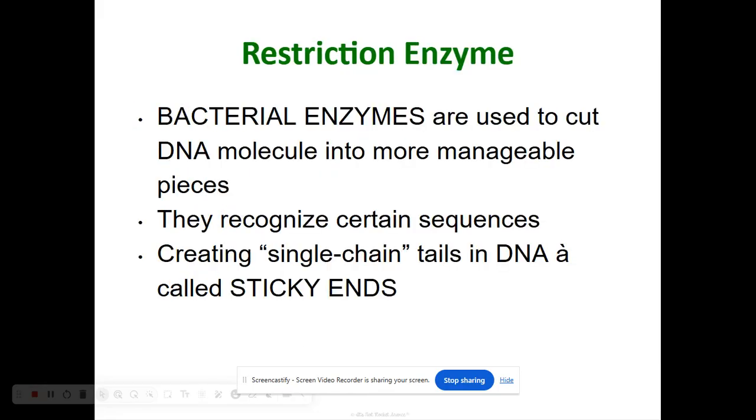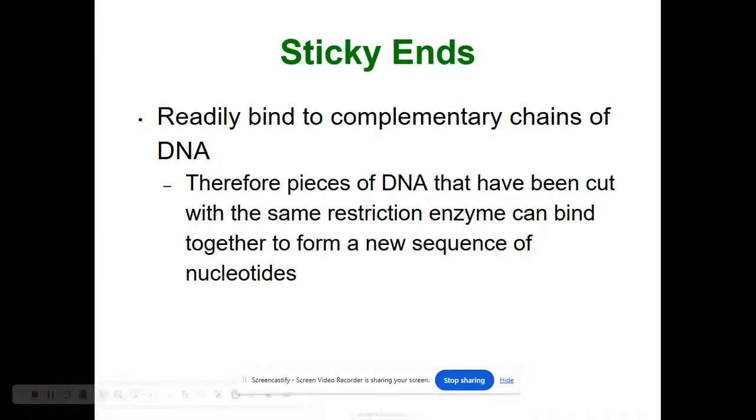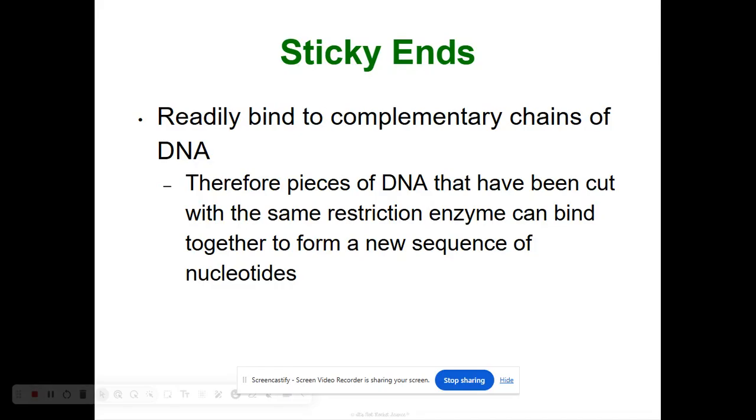Now, looking at restriction enzymes first. These are technically bacterial enzymes that are going to be used to cut DNA molecules into more manageable pieces. And how they do this is they recognize certain sequences of A's, T's, C's, and G's, creating kind of single chain tails in DNA, known as sticky ends. Sticky ends can readily bind to any complementary chains of DNA. Therefore, our pieces of DNA that have been cut with the same restriction enzyme can basically bind together to form a brand new gene.